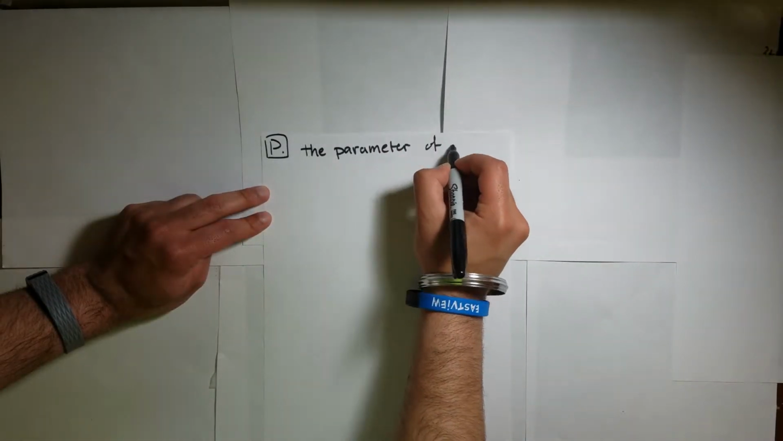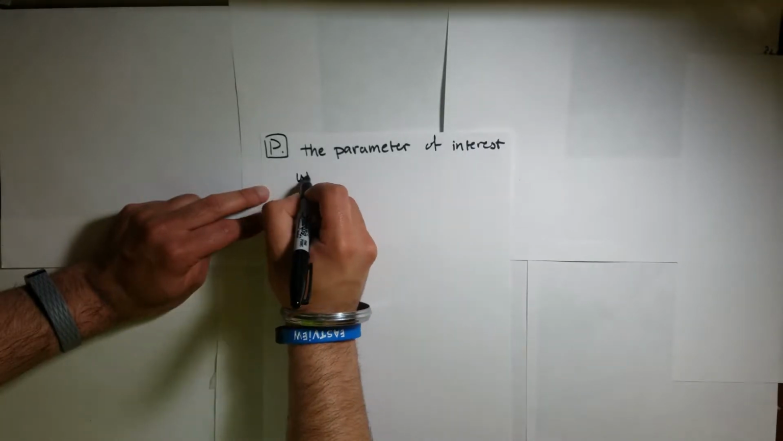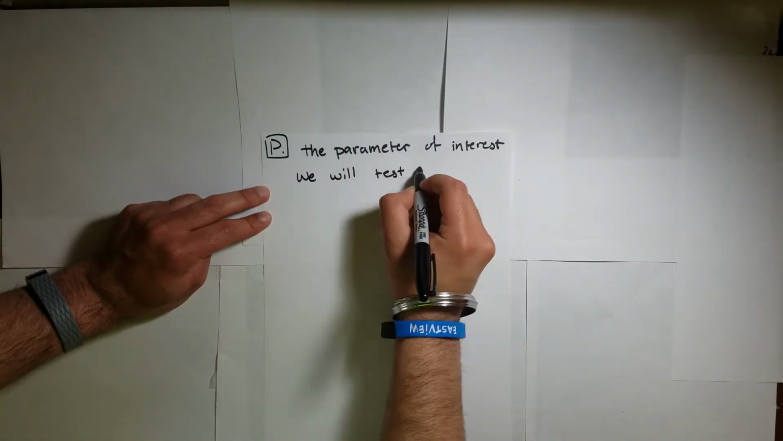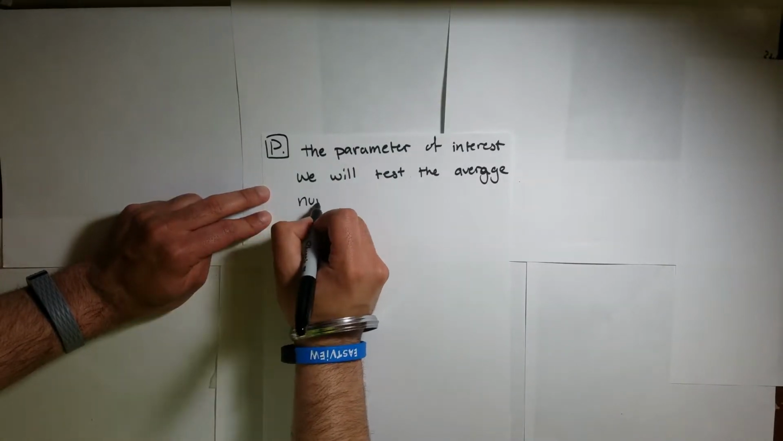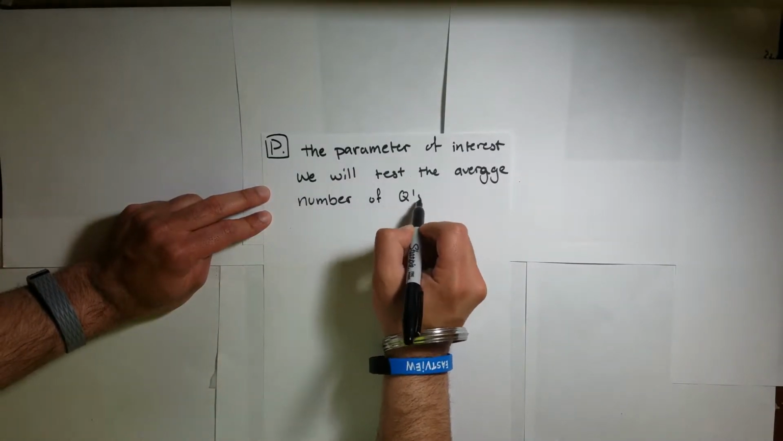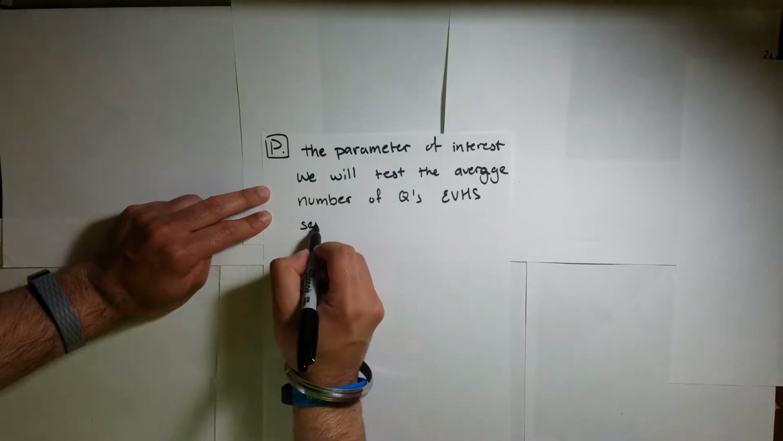The first step in a one-sample t-test procedure is to find the parameter of interest. This is what the experimenters want to know. For us, we wanted to know the true mean number of questions an EVHS senior or junior will get right on the hardest quiz from BuzzFeed.